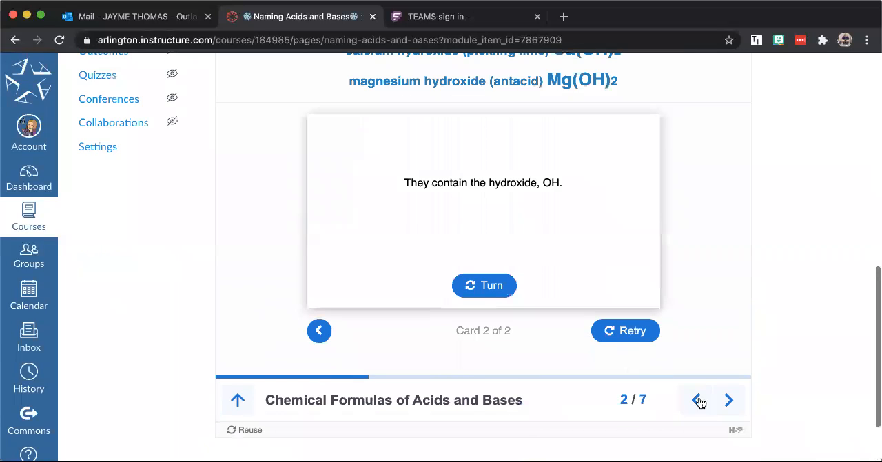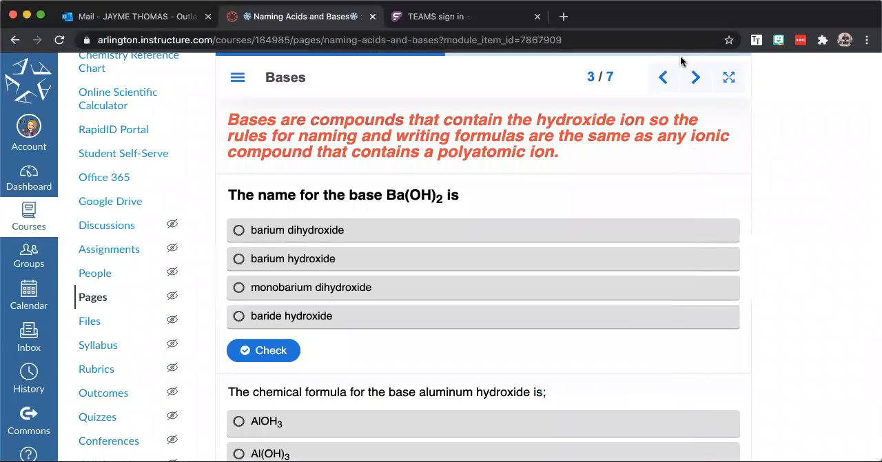So that's why we give them their own special categories for names and formulas, even though they follow similar patterns to the ionic compounds. For the names, it says bases are compounds that contain the hydroxide ion. So the rules for naming and writing formulas are the same as any ionic compound that has a polyatomic ion. Thinking back to our flow chart, we would do the name of the metal, add the Roman numeral if it's a transition metal, and then name the polyatomic ion, which is always going to be hydroxide.